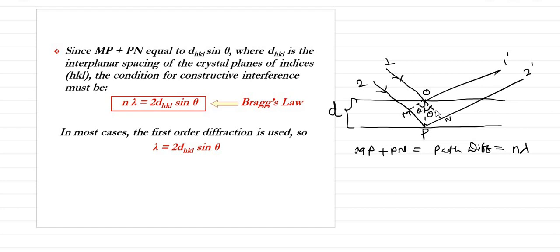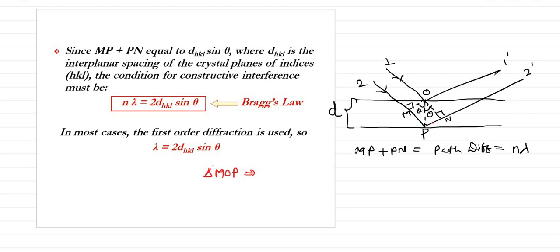Now our target is to find what is MP plus PN. In this particular figure, this is a 90-degree angle and this is also a 90-degree angle. Now let's talk about triangle MOP, or we can say triangle PON. You can take any one of the triangles because both are exactly the same. So in triangle MOP, it is a right-angled triangle.